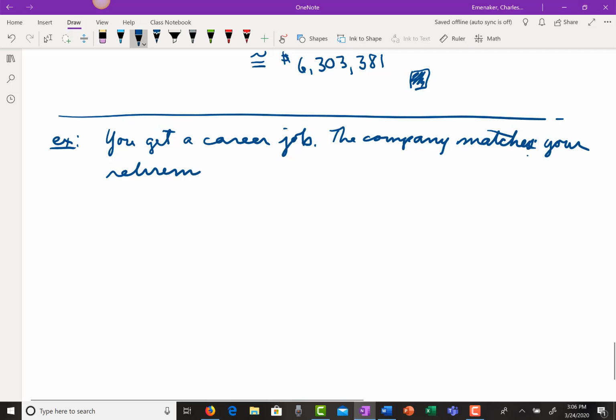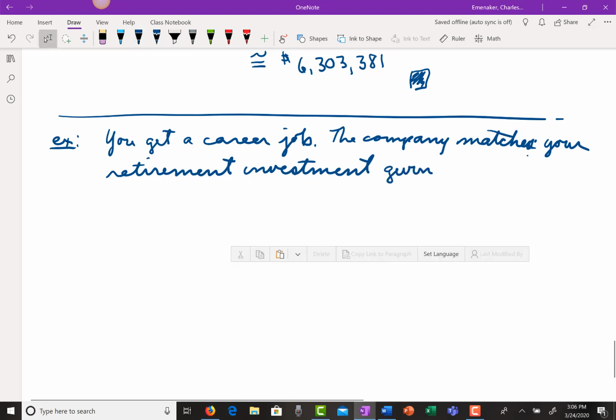Now, they do not match limitlessly. It's usually like 2, 3, 5% of whatever it is you invest. Okay. Giving you a total between what you put in and what the company puts in, let's say of $8,000 a year.